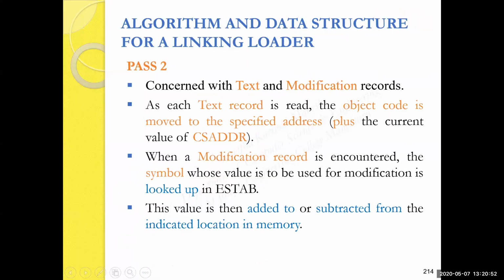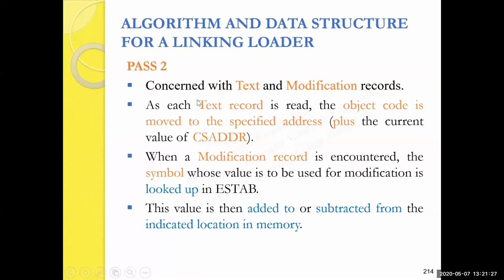So when the end of the input is reached, pass one processing is complete and the external symbol table is created with all external symbol table symbols entered with their actual addresses. Now we are ready to look into the pass 2 of the linking loader. So pass 2 has to do with the actual loading, relocation and linking. Hence, the major records that are processed here are the text and the modification records. So pass 2 is mainly concerned with processing of the text and modification records.